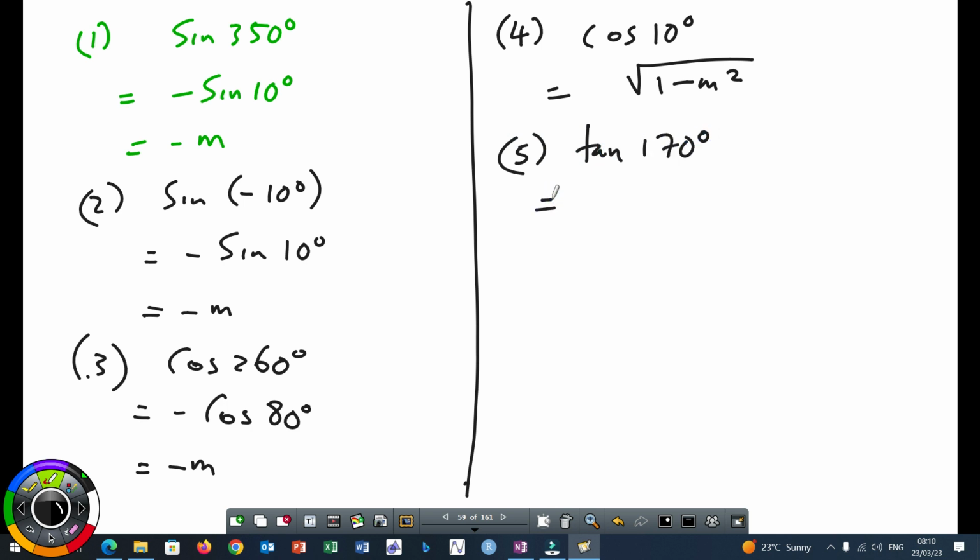Tan 170 degrees. Now, in which quadrant is 170? Second quadrant, right? So which angle can we subtract from 180 to get 170? 10 degrees. So this is the same as minus tan 10 degrees. Now, do we know what tan 10 is?